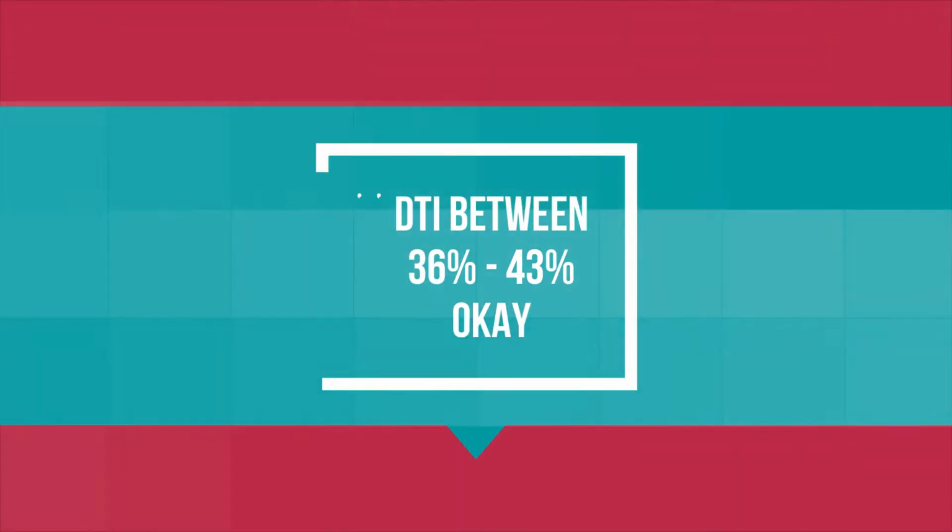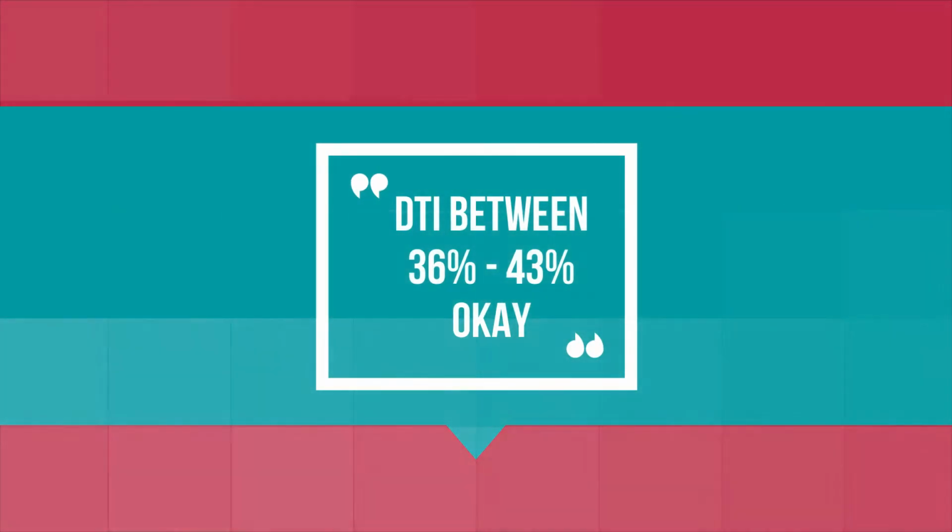DTI between 36 and 43% is kind of not the best. It makes lenders nervous, and adding another loan payment to your plate might be challenging, especially if an emergency pops up and you no longer can devote that money to your debt. You won't necessarily get turned down for another loan, but lenders will proceed with caution. More than likely you'll get a higher interest rate or pay higher points.